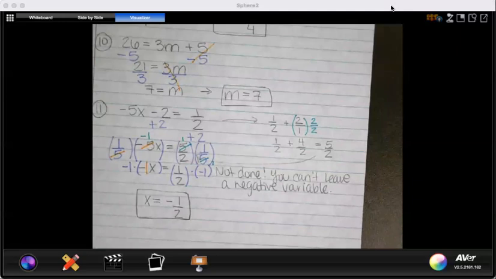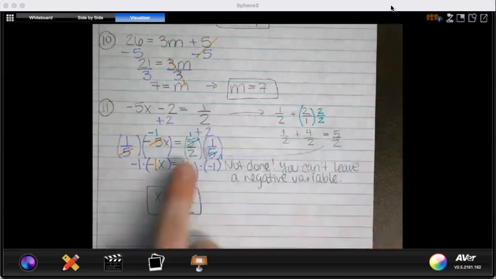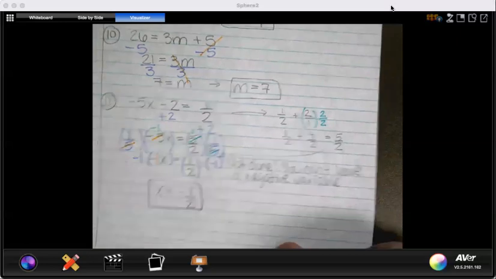So a couple skills learned in that one. That was a little bit of a tougher one. Okay. So first thing we had to think about was creating common denominator. And then we had to worry about a negative variable. Let's try the next problem.